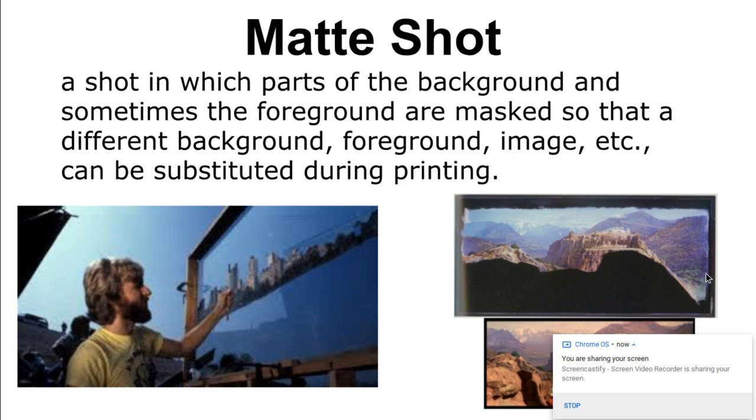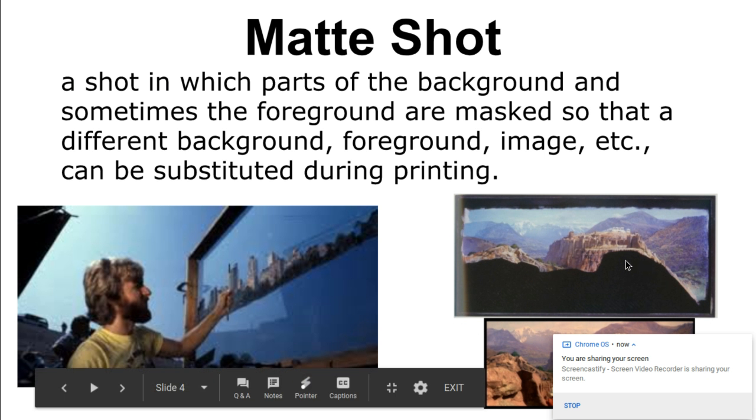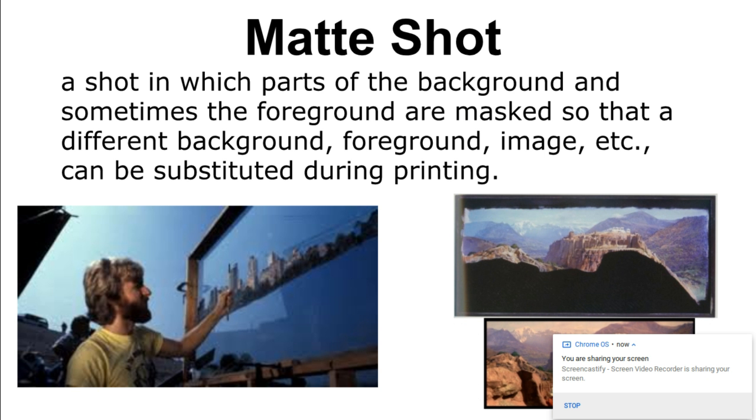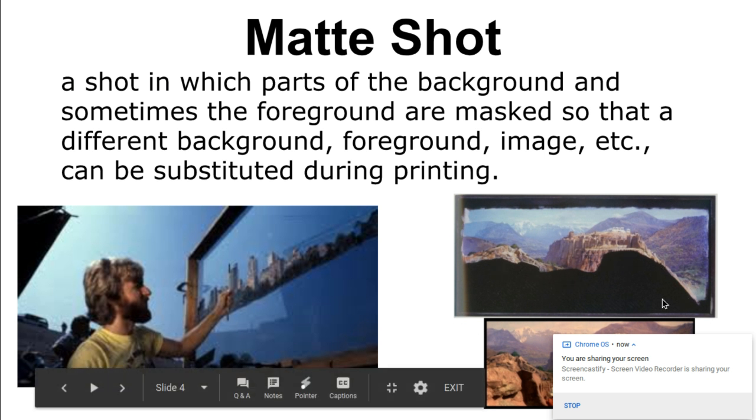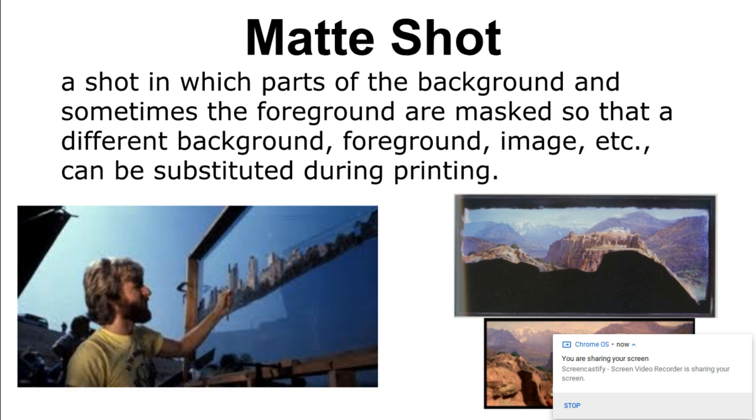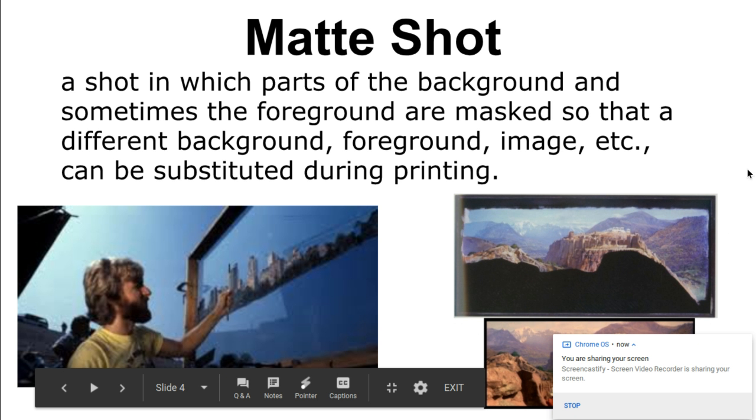Or you can cover certain areas in black, hence the matte black, and the name of the shot, matte shot, covered in a matte black, and then on the film, fill in that black space with whatever it is that you want to be in there.